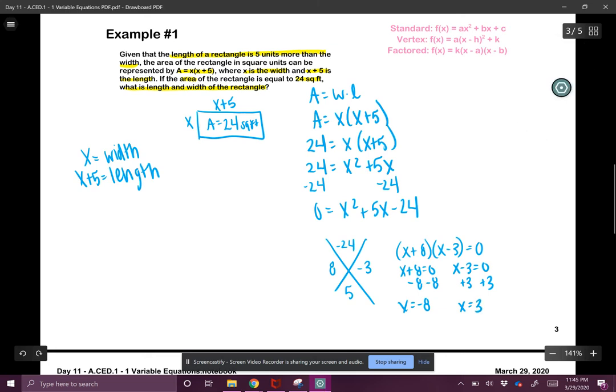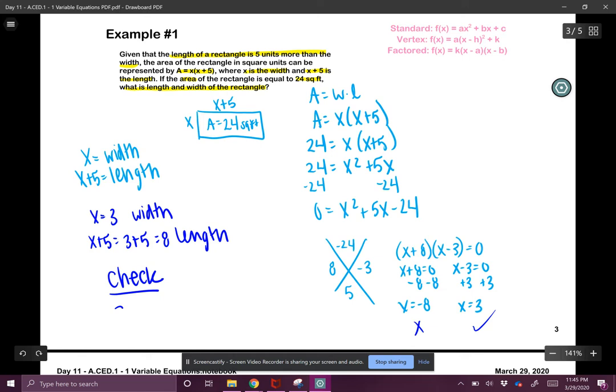Now let's think about this sensibly. Can you have a length or a width that's negative 8 units? No, you can't. Can you have a length or a width that's 3 units? Absolutely, that's a positive number. So if we go back to our problem, if x equals 3, 3 is our width. And if x plus 5 is equal to 3 plus 5, which gives us 8, that must be our length. And we can check really quick to make sure we're correct. We can do 3 times 8, and that should give us 24, and sure enough, it does.